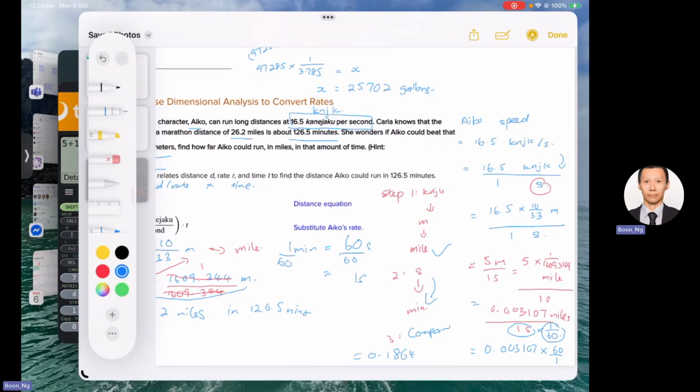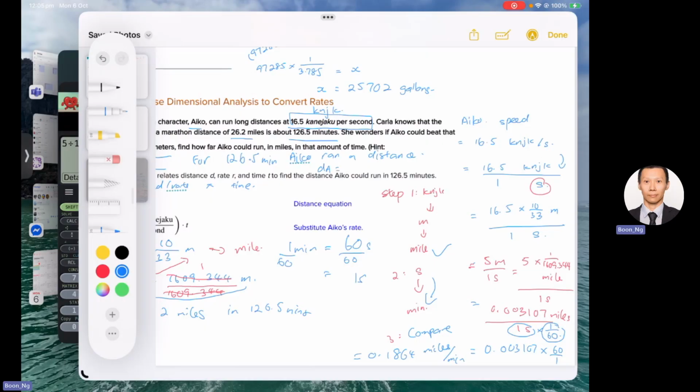Compare. 0.1864 miles per minute. Now we are in the right format, which is miles per minute. So for 126.5 minutes, I could run a distance.